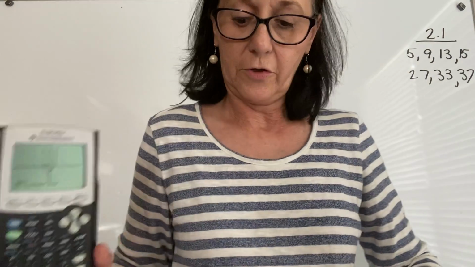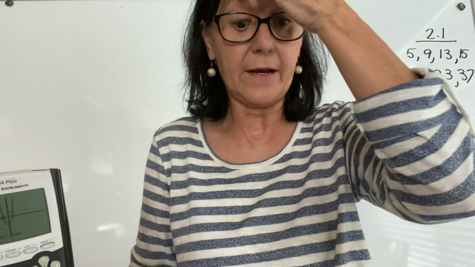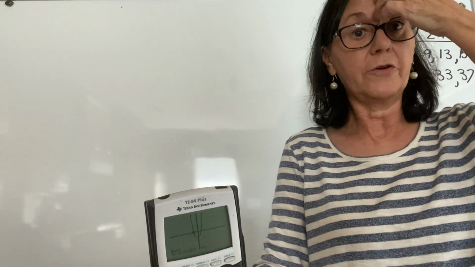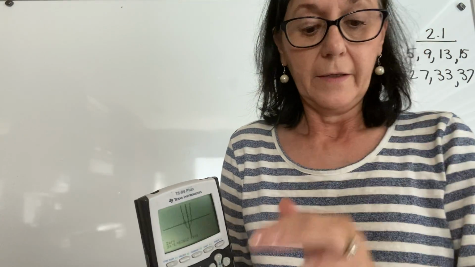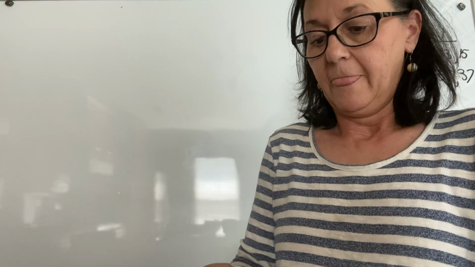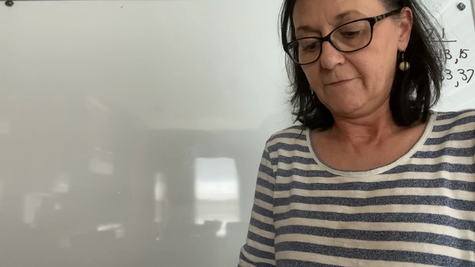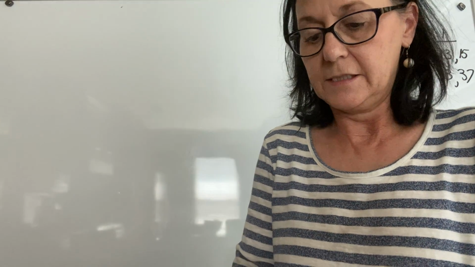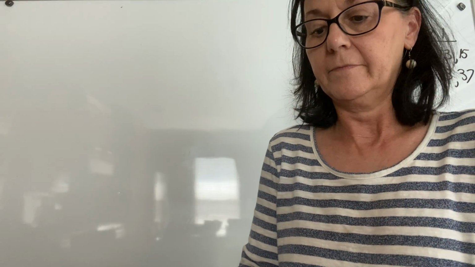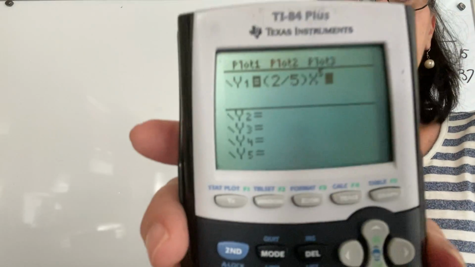All right, number 13. 13 is a radical, but when what's under the radical is 0, the square root of 0 is 0. All right, so it's going to be 2 divided by 5 times x to the 5th. All right, that's how I'll put that in.